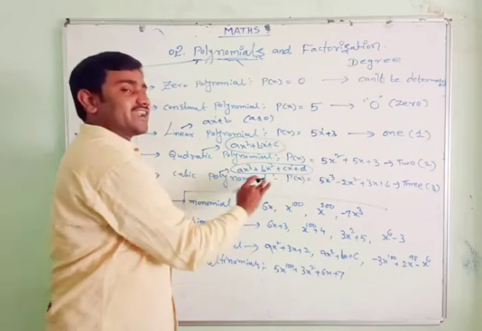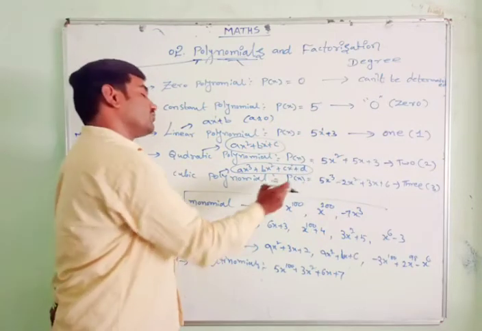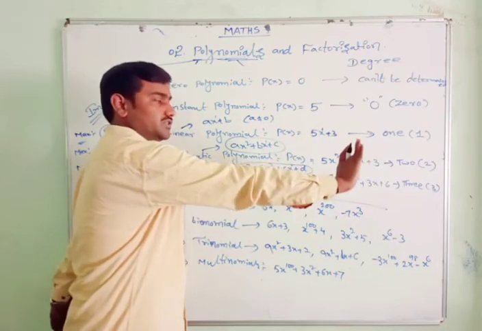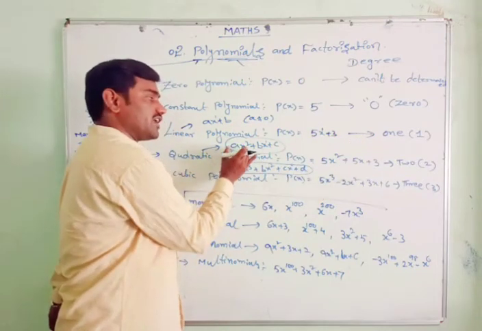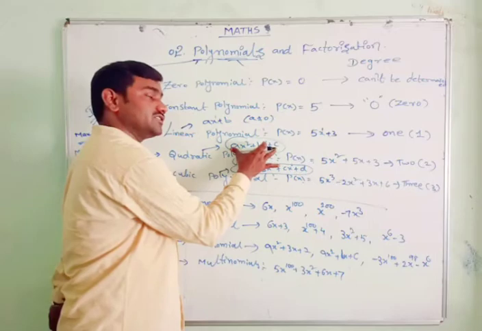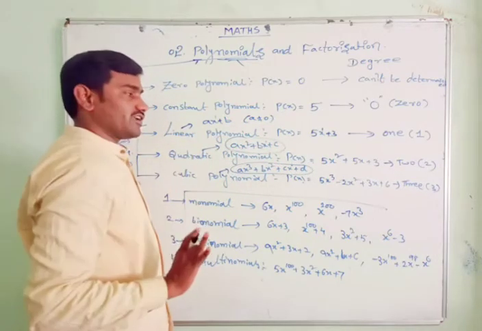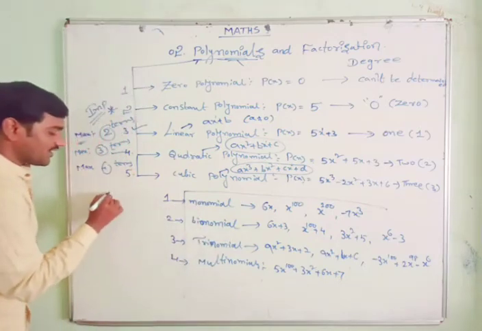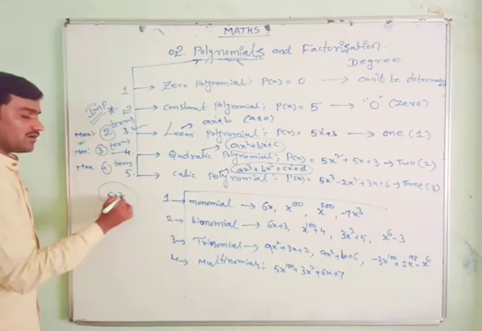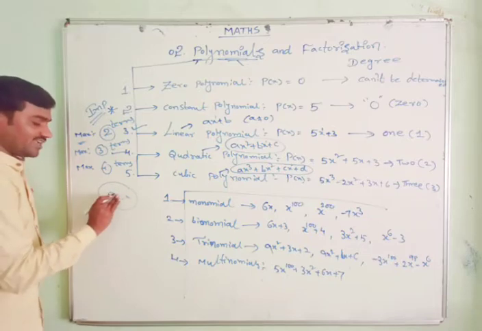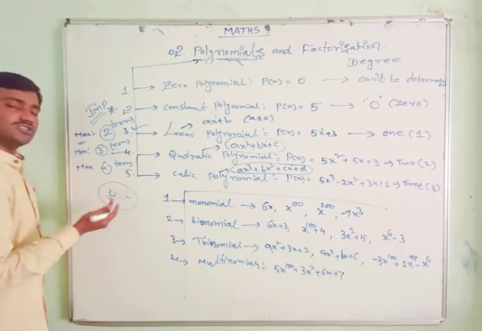More than 4 terms we cannot write a cubic polynomial. A cubic polynomial can be written with 1 term or 2 terms or 3 terms, maximum 4 terms. A quadratic polynomial we can write with a maximum of 3 terms, or with 2 terms. A single term also will be called a quadratic polynomial. Suppose if I write 5x square, it is a quadratic polynomial. 5x to the power of 3, cubic polynomial. 5x is a linear polynomial. 5 is a constant polynomial. 0 is a zero polynomial.